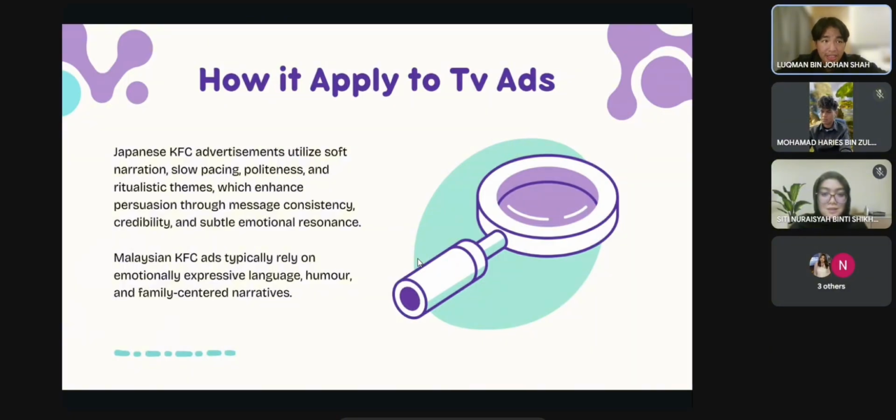So how does it apply to the TV ads that we are looking at today, specifically KFC TV ads? Well, Japanese KFC advertisements utilize soft narration, slow pacing, politeness, and ritualistic themes. Like I mentioned earlier, it concerns the content of the message and how the message is spread to the audience, which enhances persuasion through message consistency, credibility, and subtle emotional resonance. So it involves all three of those main components. Malaysian KFC ads, on the other hand, typically rely on emotionally expressive language, humor, and family-centered narratives. So all these features of both countries' KFC TV ads can be found in the Yale attitude change model's main components. Okay, next.